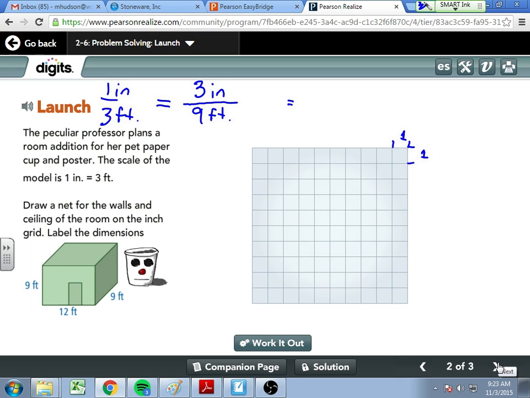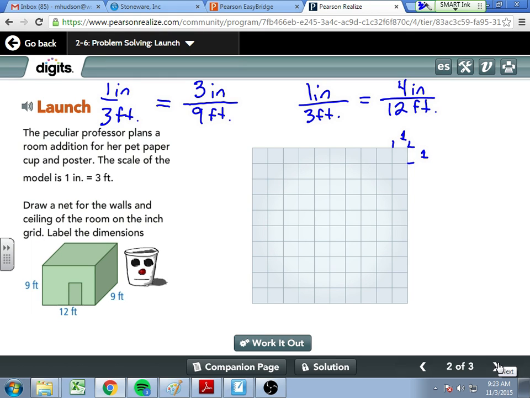Then I can set up another part of the proportion, going still from my 1 to 3. I might as well just write it again. So 1 inch compared to 3 feet. I have 12 feet. How do I go from 3 to 12? Multiply by 4. So I do that on top and I get 4 inches. So now to draw the net.